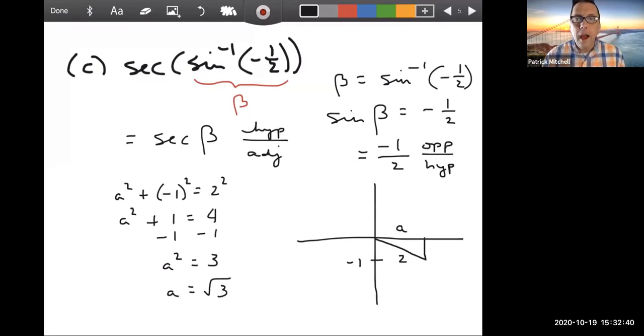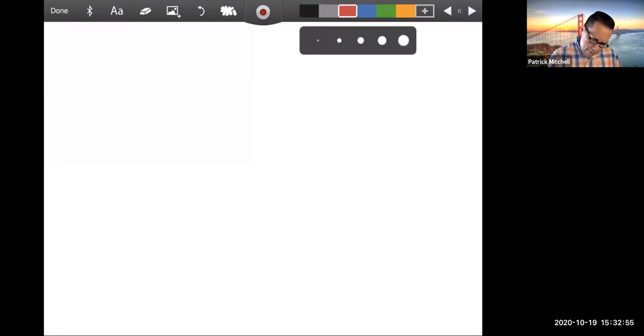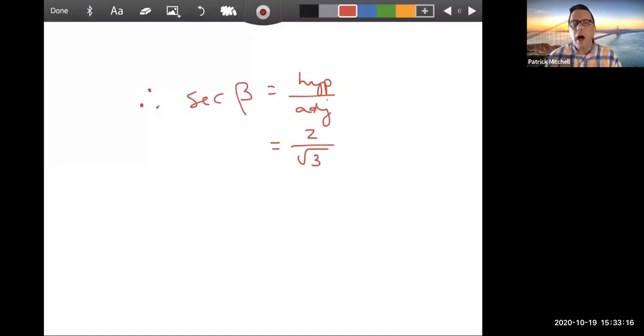Now I actually left the next slide blank, so I think I will go over to the next slide, just so I don't write on a part that I'm not supposed to write on. But I think I'm ready to write the answer. So therefore, the secant of beta, and we know that secant is hypotenuse over adjacent. We already knew the hypotenuse was 2. We just found out the adjacent is the square root of 3.